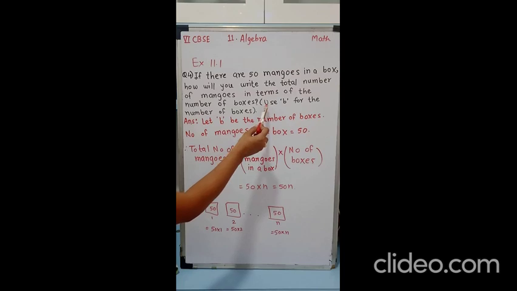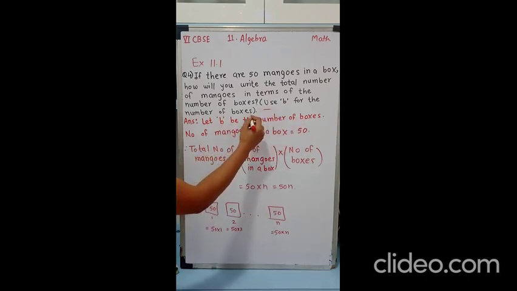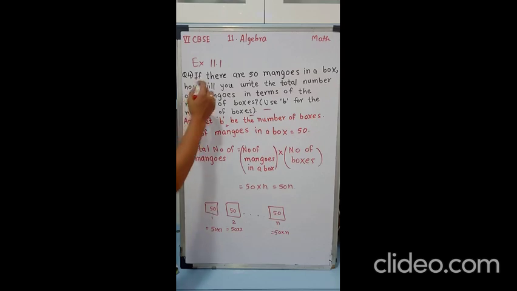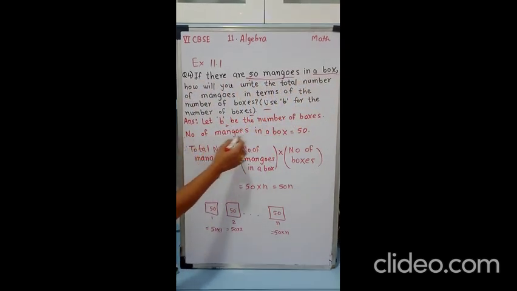The given thing is to use B for the number of the boxes. Let whatever is given here be used first of all. Let B be the number of the boxes. Whatever is given in the word problem, we use it first. Now come to the question. There are 50 mangoes in a box. So number of the mangoes in a box equals what? 50. Suppose in one box there are 50 mangoes.